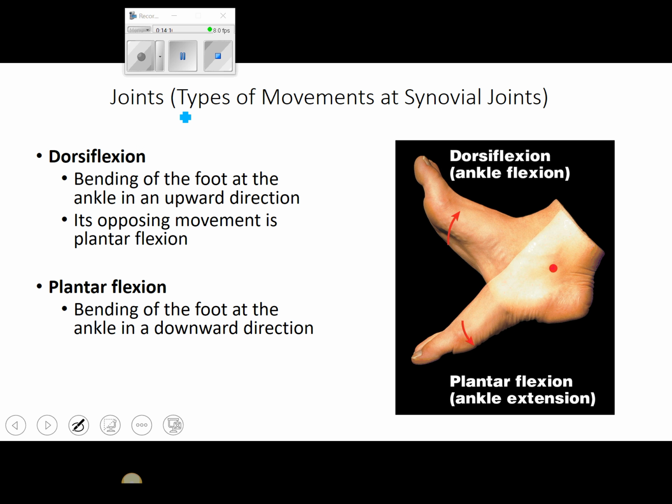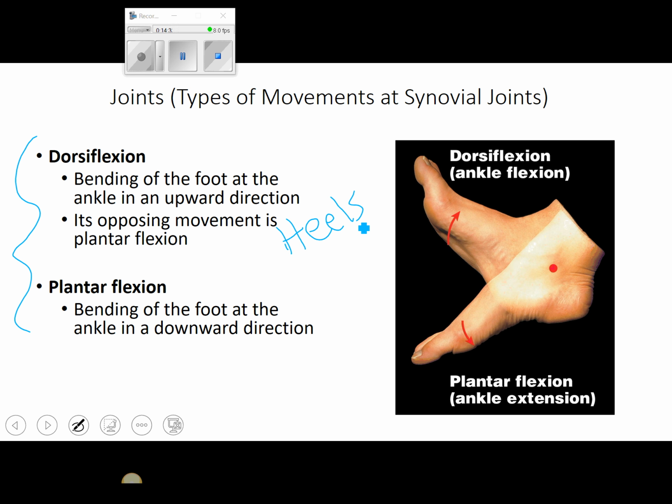Dorsiflexion and plantar flexion both pertain to the feet as well. Dorsiflexion is bending of the foot at the ankle in an upward direction. Its opposing movement is plantar flexion. With dorsiflexion, the person will be standing on their heels.